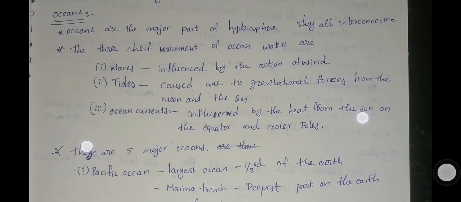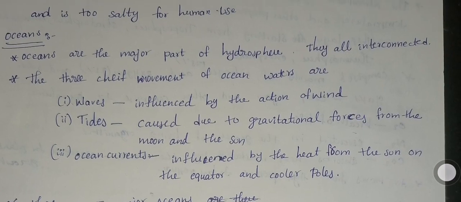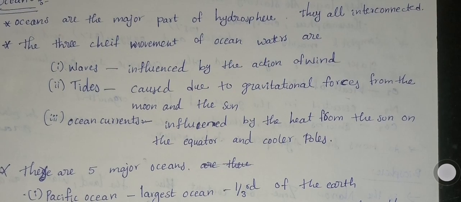The three chief movements of ocean water. Ocean waters have three movements, that is waves, tides, and ocean currents. Waves are formed due to the action of wind. Tides are caused by the gravitational force of the moon and the sun. Next, ocean currents, which are formed due to the influence of heat from the sun on the equator and the cooler poles.